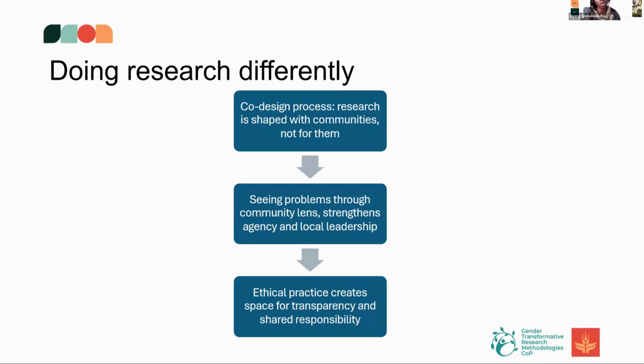And so doing this research differently meant we needed to follow a co-design process. We needed to see problems through the community lens, but also we needed to follow an ethical practice, which to us was an opportunity to create transparent space, but also shared responsibility between us as researchers and the communities.